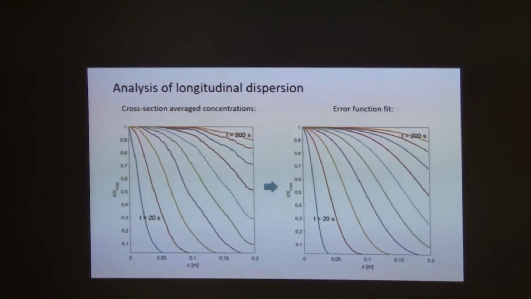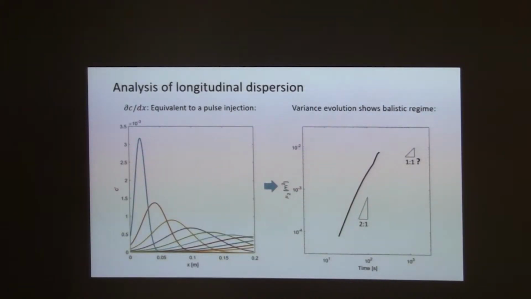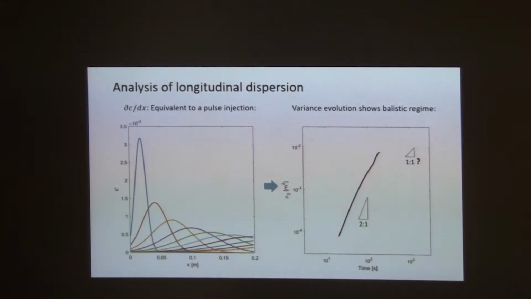After a bit of treatment, this is how the evolution of the concentrations looks. More or less, we could try to fit them to an error function that evolves in time. In this way, we could more or less estimate how the dispersion of the solute evolved. If we assume that it's an error function, then of course we can say that the derivative over space is equivalent to a pulse injection experiment, and it shows a Gaussian evolution of the plume.